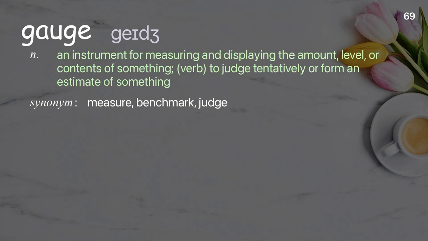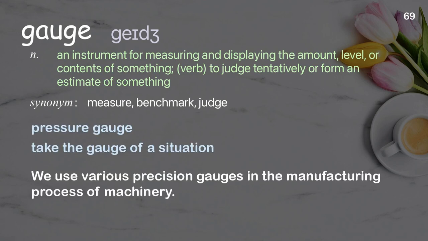Gauge. An instrument for measuring and displaying the amount, level, or contents of something. Verb, to judge tentatively or form an estimate of something. Examples: pressure gauge, take the gauge of a situation. We use various precision gauges in the manufacturing process of machinery.